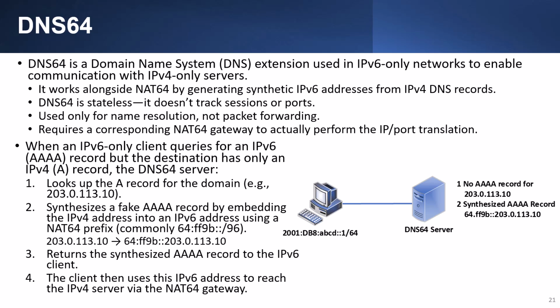When an IPv6 only client queries for IPv6 records, but the destination has only an IPv4 record, the DNS server will look up the A record for the domain, synthesize a fake quad A record by embedding the IPv4 address into the IPv6 address using a NAT64 prefix, and return the synthesized quad A record to the IPv6 client. The client then uses the IPv6 address to reach the IPv4 server via the NAT64 gateway.